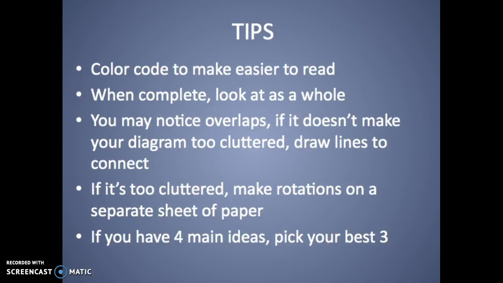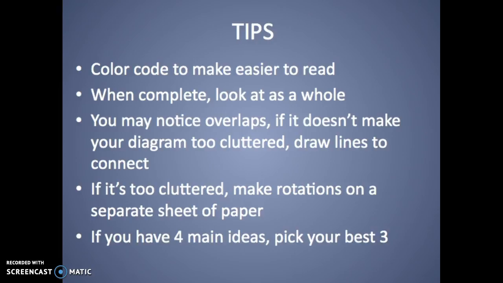So some tips are color coding to make it easier to read. That way all the character action stuff could be maybe one color. When you're done, step back and look at it as a whole. You may notice that some things overlap. So if it doesn't make it too cluttered, you could figure out which area you want the overlap to be in, because you don't want to repeat yourself. You don't want to be using the same examples more than once. And if it's too cluttered, just make notations on a separate sheet of paper.